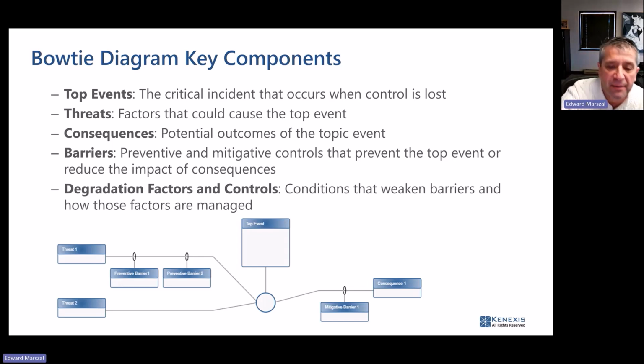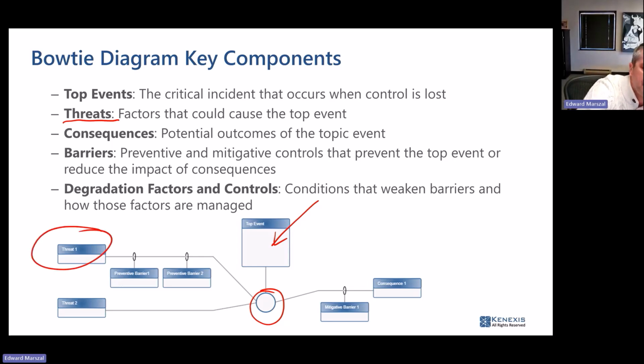When you look at a bow tie diagram, it is going to include several things. So there are going to be top events. So the bow tie knot, and that's the bow tie knot right there, is a top event. It's a critical incident that occurs when the control is lost. But in and of itself, it is not a consequence. We're going to talk about threats. These are factors that could cause the top event. We're going to talk a little bit about terminology. Again, back to that concept of unified hazard analysis. A threat is a bow tie diagram term, but if you were doing a LOPA, you would call this an initiating event.